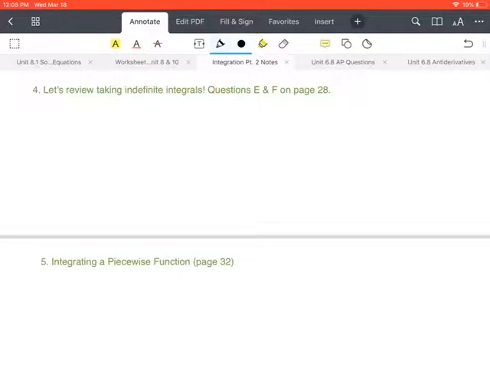Okay, question E, let's do E first. I'm taking the antiderivative or the integral from 1 to 8 of the square root of 2 over x dx. Okay, before I take an antiderivative, just like before I take a derivative, I have to make sure that I don't have any radicals. My variable essentially needs to have a rational exponent before I can move on.